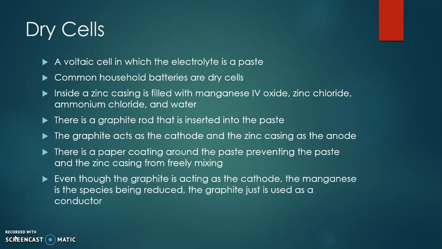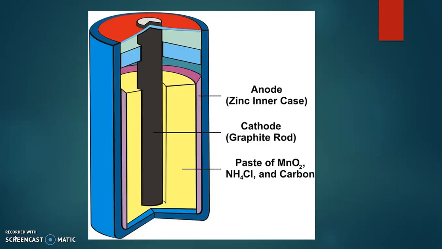So again, even though that graphite is there as our cathode, really again, it's the manganese that's being reduced, and the zinc being oxidized. The graphite is just a conductor. So here we see again, the yellow is our manganese 4 paste, along with our ammonium chloride and that carbon graphite rod we see in there. And the zinc on the outside, again, being oxidized, and there's that porous paper in there keeping them separate from each other.